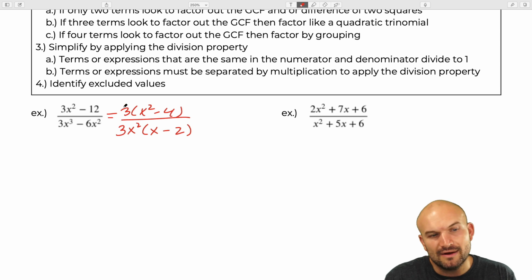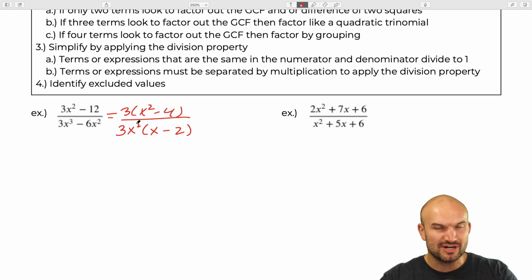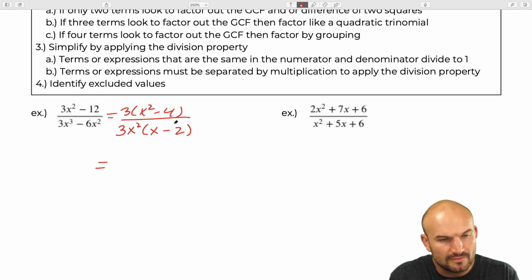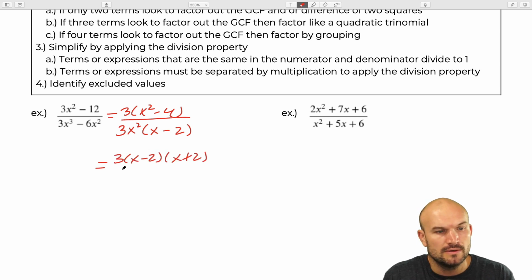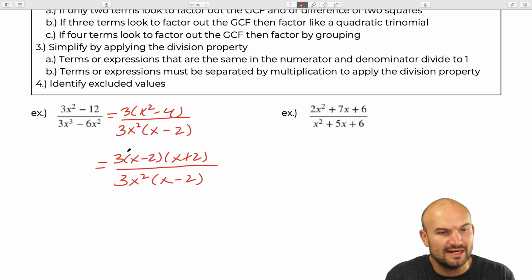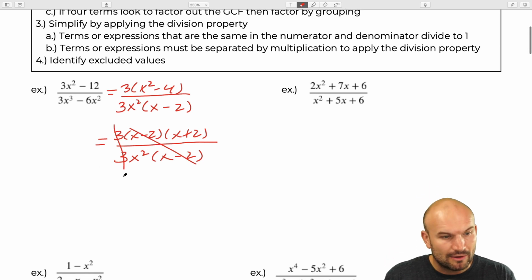Now you can see the 3's get divided out, but let's get this completely factored before I simplify. Up top, I can factor x squared minus 4 into x minus 2 times x plus 2. That's a difference of two squares. I can't really do anything else in the denominator, so I'll leave that there. Hopefully you recognize that the x minus 2's divide out and the 3's divide out. That gives us a simplified expression of x plus 2 divided by x squared.